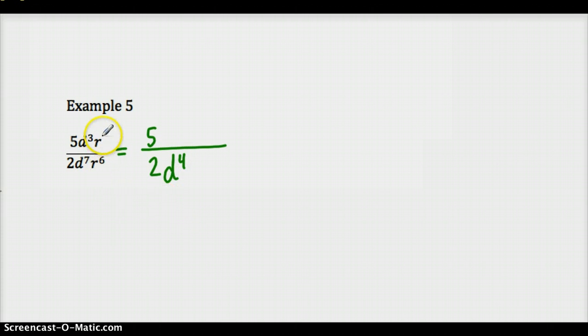In r's, I have 1 r on top and 6 on the bottom. So that means if I wrote those out the long way and then crossed them out, I could only cross 1 out. So I'd have r to the 5th left on the bottom. So those are the quotient rules.